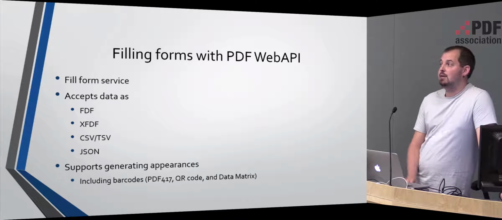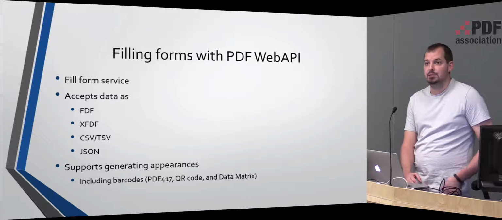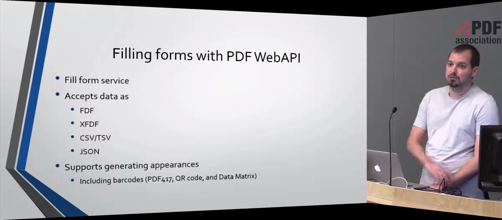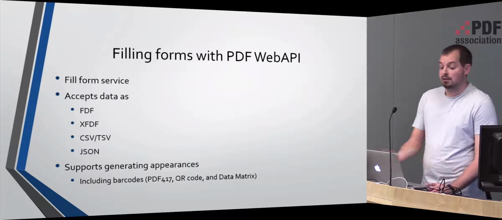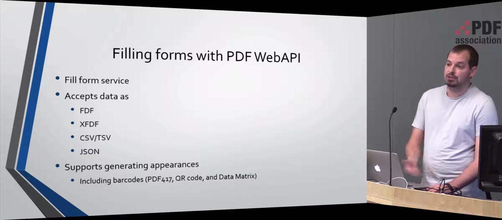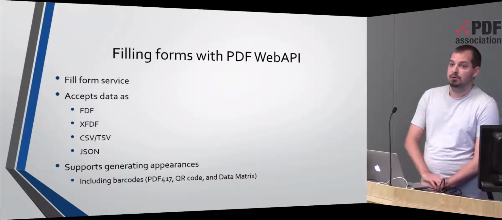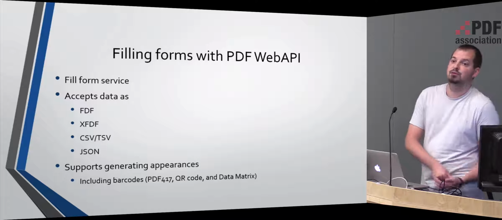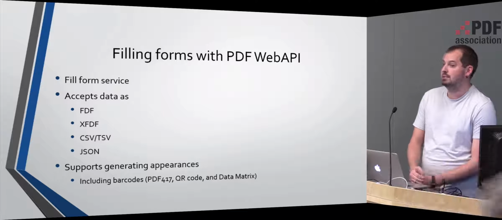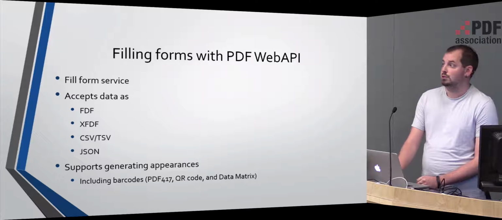So one of the capabilities in our Web API that has been really interesting as of late is filling in forms with a PDF Web API. We have a service to allow you to fill in forms. It accepts data as FDF, XFDF, comma separated, tab separated, or even as JSON. It also supports generating barcode appearances for forms. Once you add a barcode into a form, you've got to make sure that you can generate that appearance so that you can get the data back out when you scan it. Those are things that we've been working on recently.